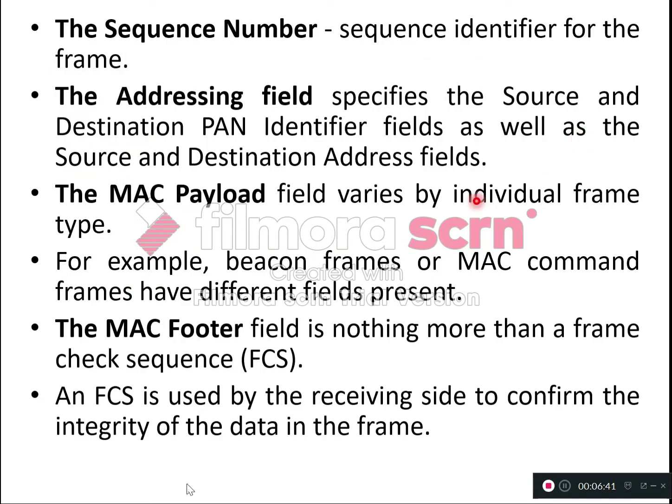So the MAC footer field is nothing more than a frame check sequence. So it is just a checking sequence whether the packets are in a sequence or not. To check that, the MAC footer field is useful. An FCS is used by the receiving side to confirm the integrity of the data in the frame.